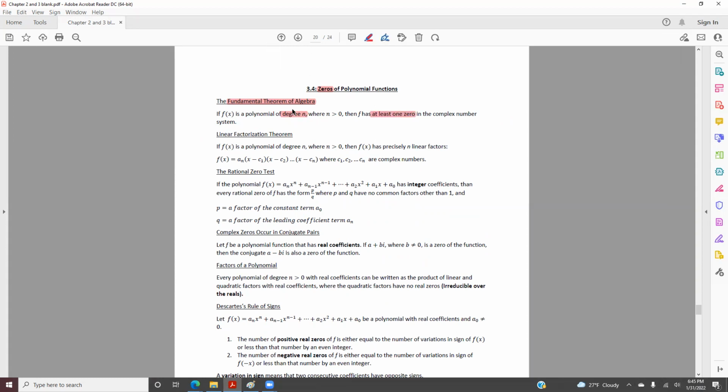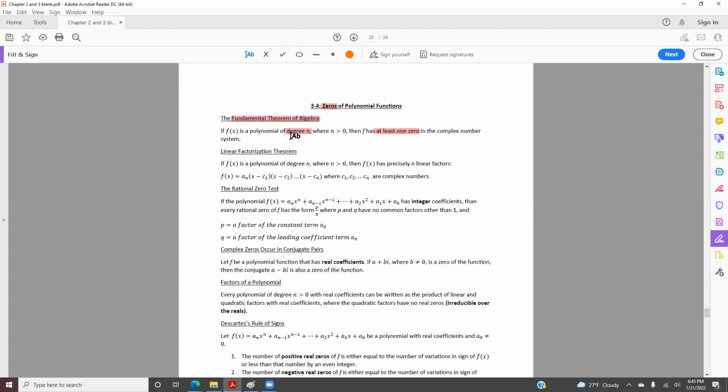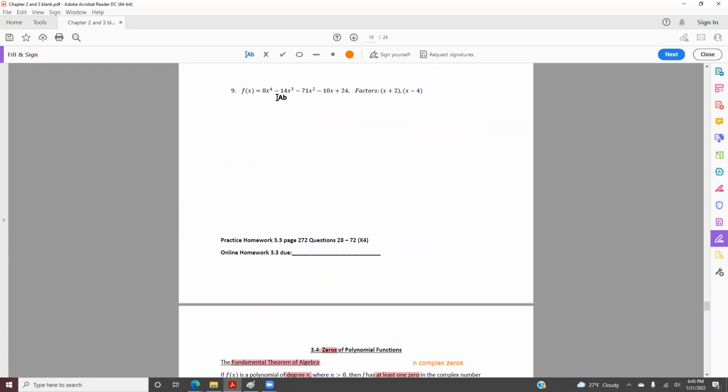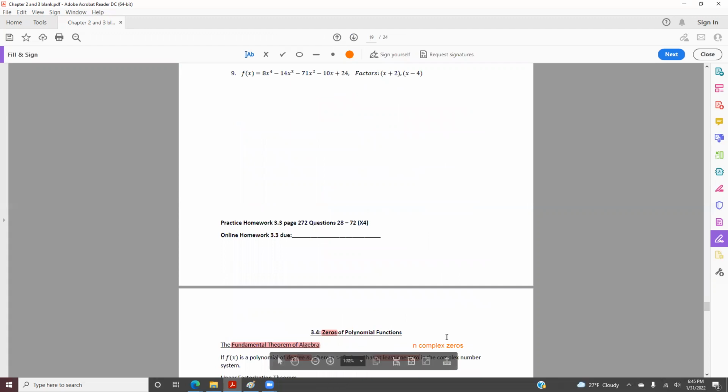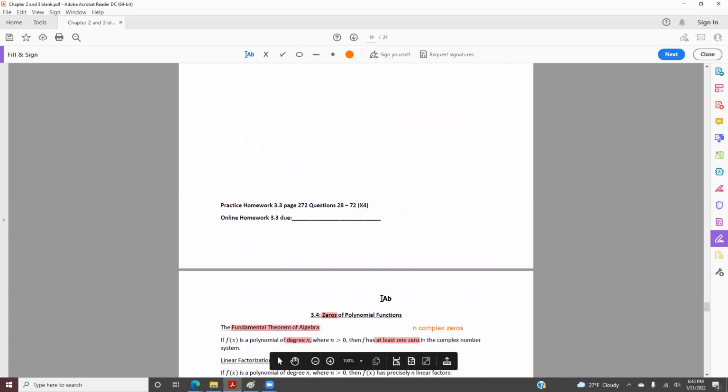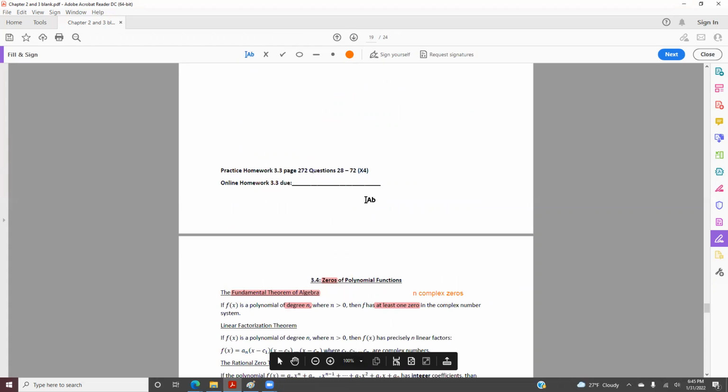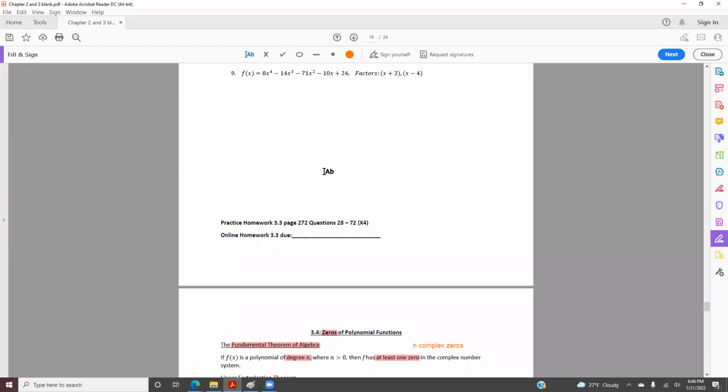To be more precise with this theorem, if you have a degree of n, you should have n complex zeros. What does that mean? If you have a power of 4, you should have 4 zeros. These zeros can be complex, and the word complex means it can be a fraction p over q, a whole number like 1, 2, 3, 4, 5, a square root, or an i form. It can be anything. So it depends on your power, on your degree.